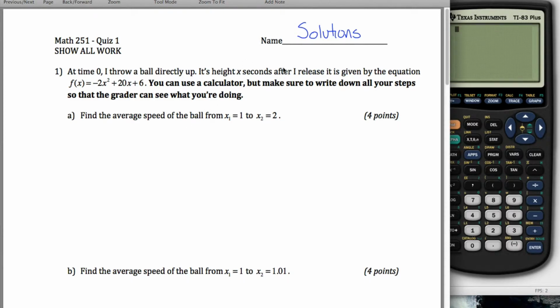Here are solutions for quiz 1 for Math 251. Basic idea here, we're given a function and that function tells you position. It specifically tells you the height of a ball. Okay. Anytime your function tells you position, when you're asked for average speed, really what that translates to is you want to find the slope of the secant line.